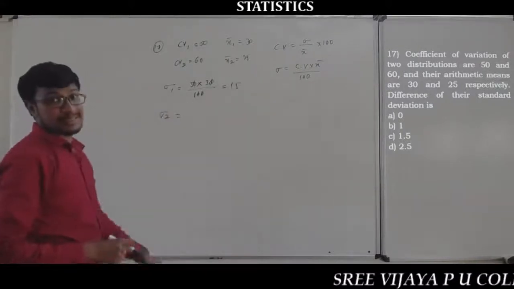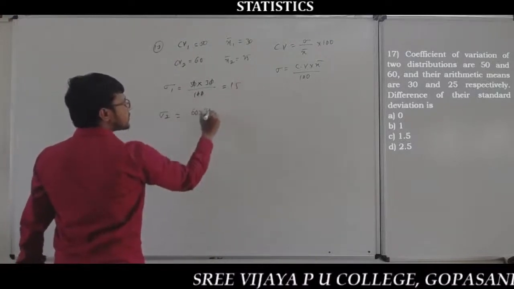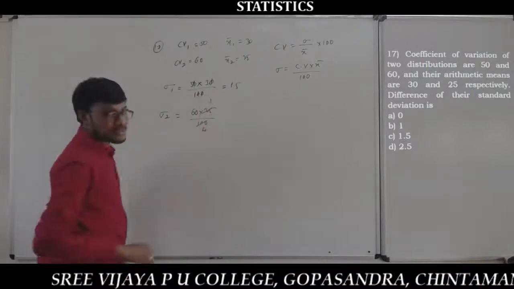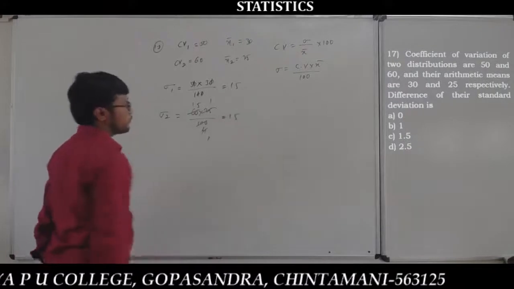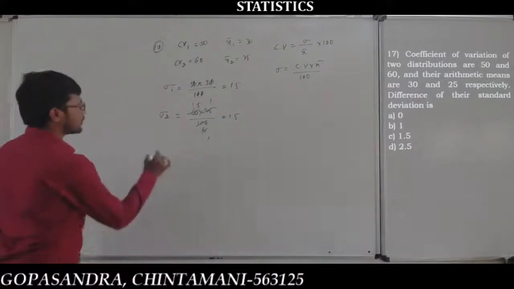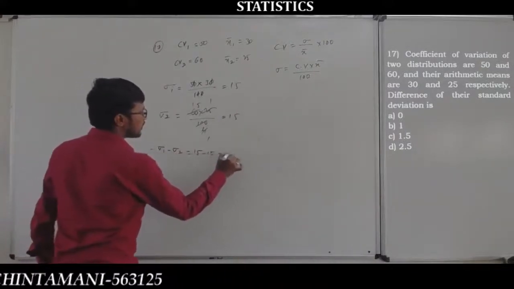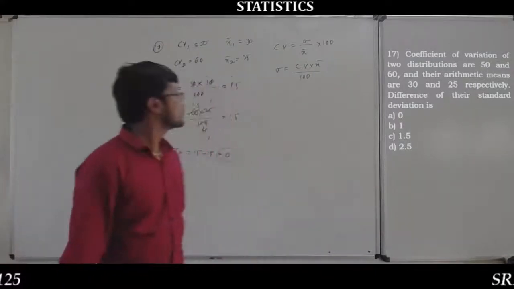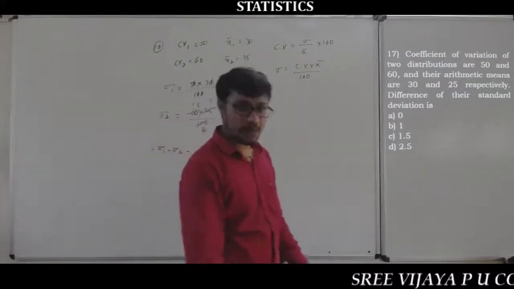Sigma 2, the standard deviation of the second distribution. CV2 is 60, x bar 2 is 25, divided by 100. 25 ones are 25, fours are 100. 4 ones are 4, 5s are 20, you got 15. So the question is the difference of the standard deviation, right? Therefore sigma 1 minus sigma 2, that is 15 minus 15, you will get 0. So that is the option E. So just substituting in the coefficient of variation. Okay.